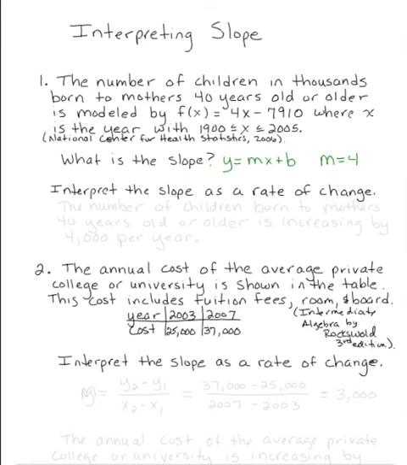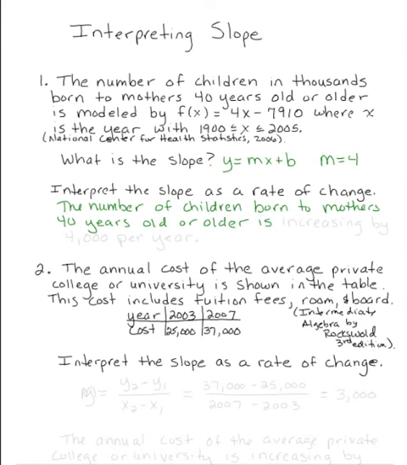Well, let's write that down. So we have the number of children born to mothers 40 years old or older. So we restate what the equation is showing us, and that we did. But what is happening to that number? This is where we start interpreting the slope.